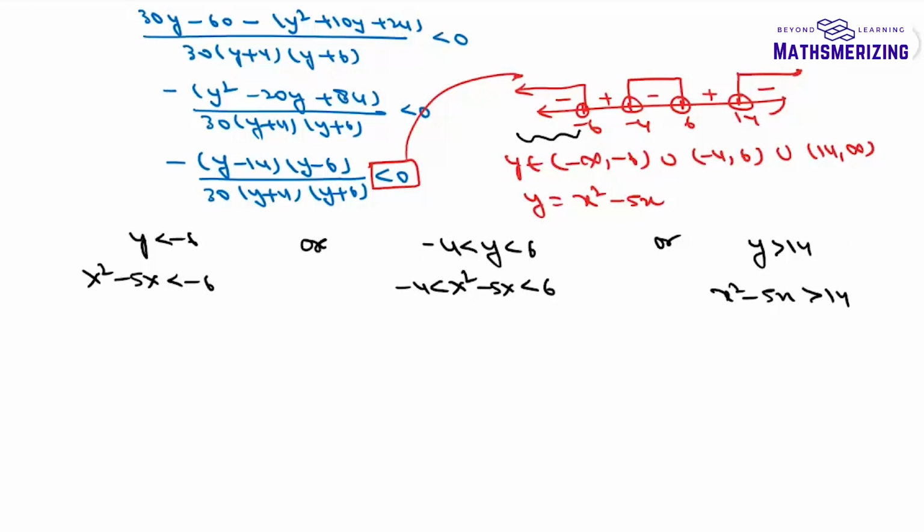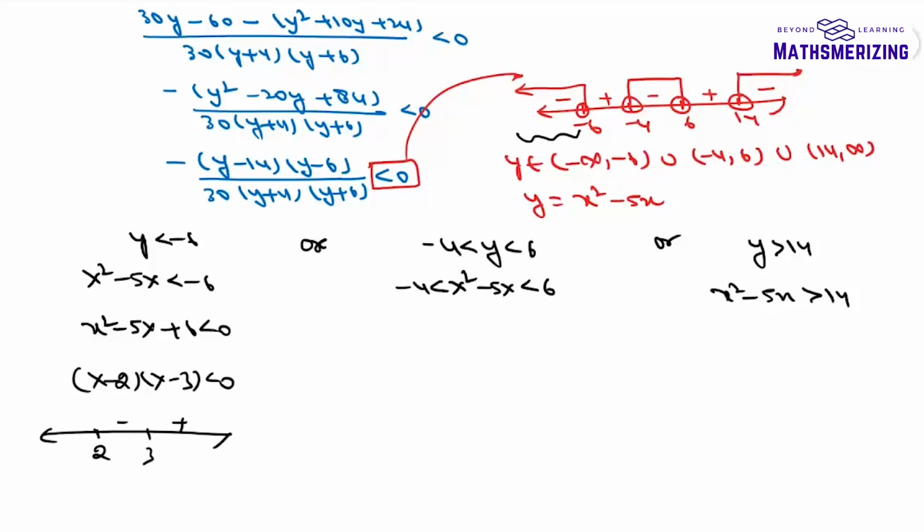Now I'll solve the first one. So I'll write x square minus 5x plus 6 is less than 0. So if I factorize, I'll get (x minus 2)(x minus 3) less than 0. So 2, 3, plus, minus and plus. I need minus. So that is my first part, which is x should lie between 2 and 3.